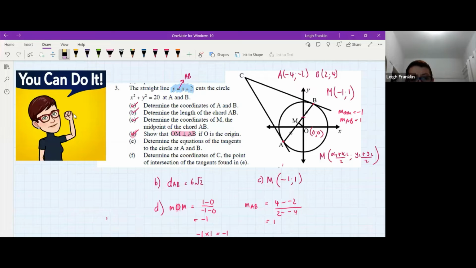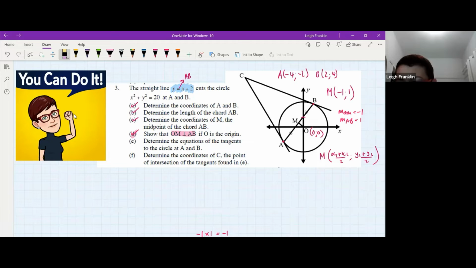Anyone got an idea? Yes, Cassandra. Ma'am, I think that since we have our coordinates for A and our coordinates for B, we also have our gradient for AB. We can use our formula for a straight line, which is y minus y1 is equal to m times x minus x1, to find our equation for the tangent. Okay, that I agree with you.